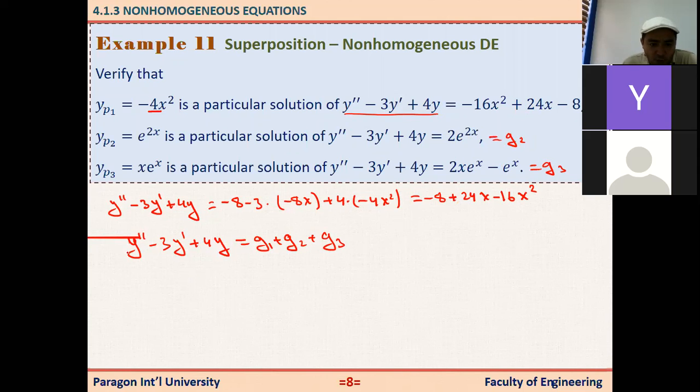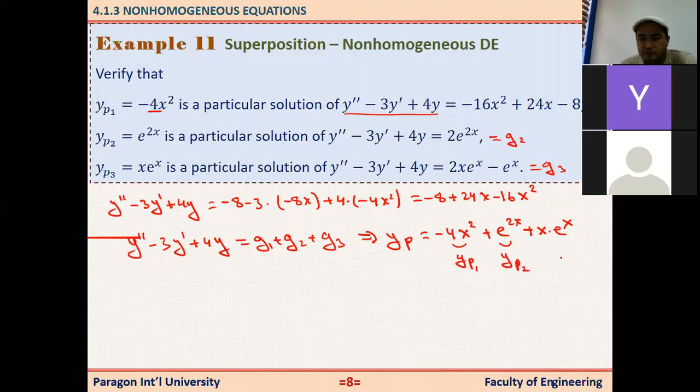Now the question is, what would be the particular solution of this equation? The left-hand side is not changing, right? Then the particular solution of this equation will be just simply this plus this plus this. That's equal to minus 4x squared plus e to the power 2x plus x times e to the power x. Okay, this one is y sub p1, right? And this one is y sub p2, and this one is y sub p3.